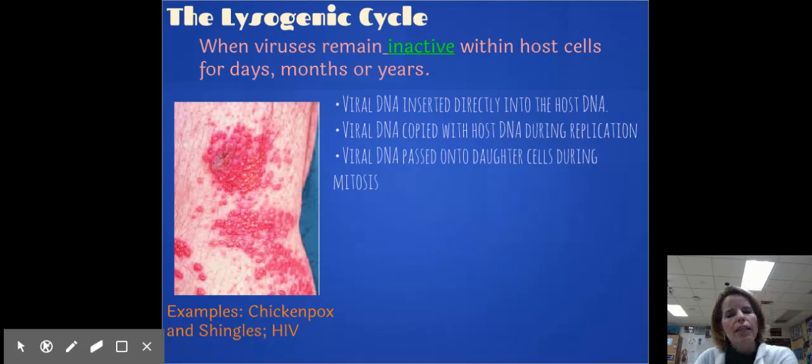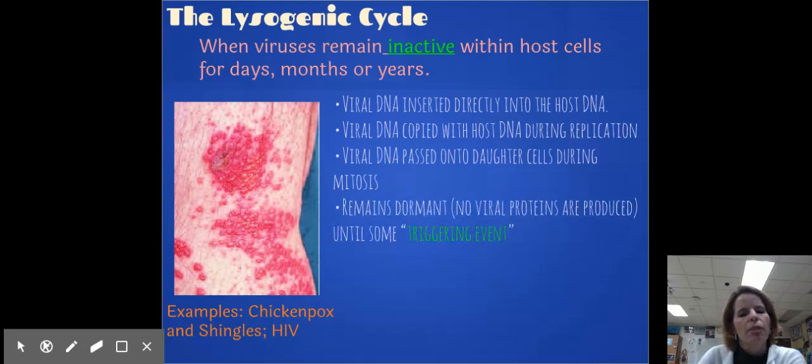More viral DNA is passed on to the daughter cells during mitosis. And this remains dormant. The virus remains dormant. Its DNA just keeps getting copied from one cell to the next until some triggering event. And what that triggering event is sometimes is a mystery.